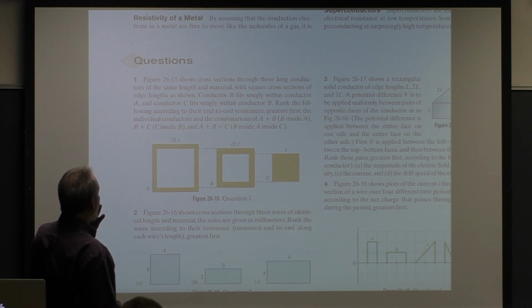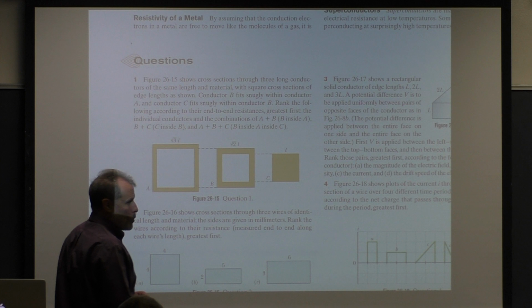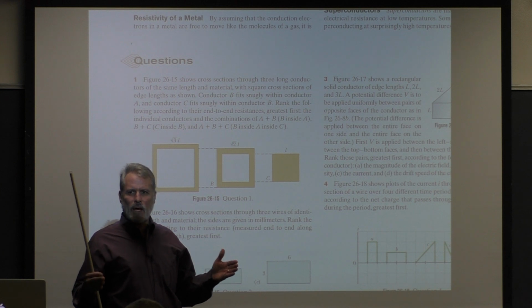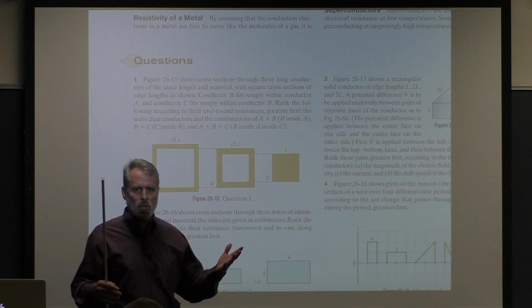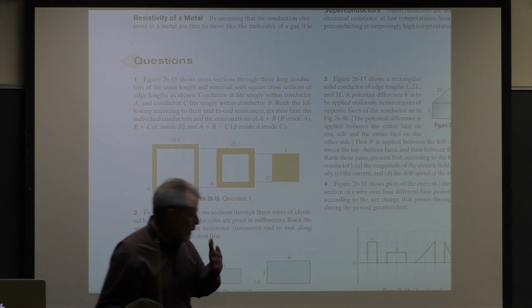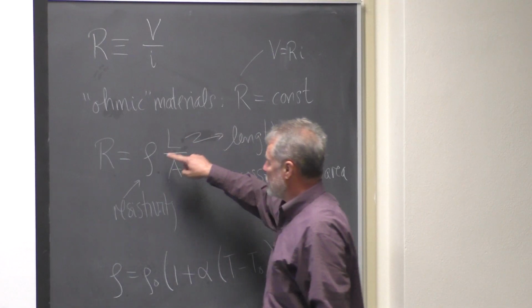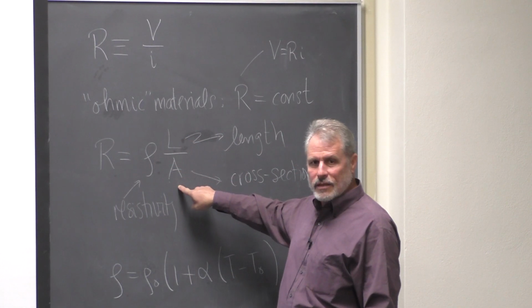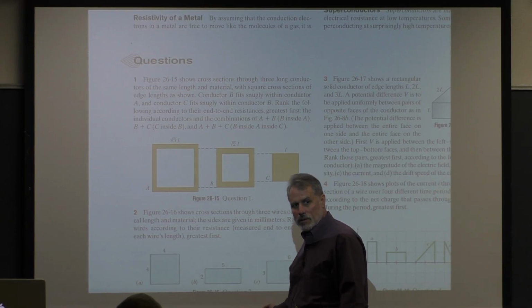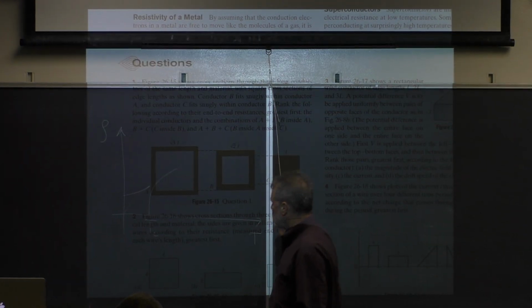How do we approach this problem? We're measuring resistance, and we want to rank the value of the resistance according to those combinations. So what do we need to pay attention to? R equals rho L over A. The length is fixed and it's the same material, so we need to pay attention to only the area in this case. So let's calculate those areas. What is the area of this first one?